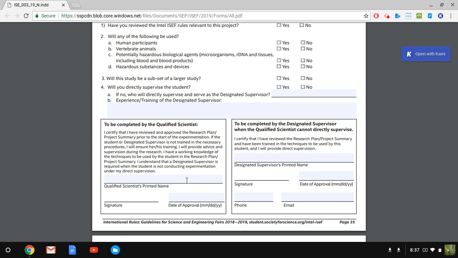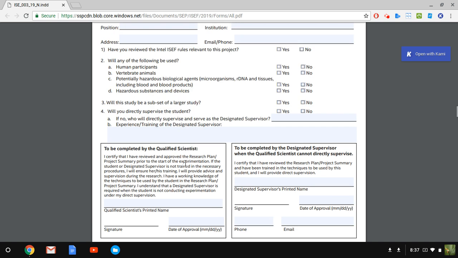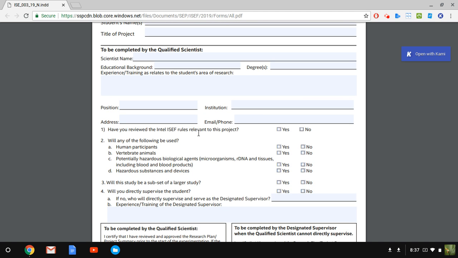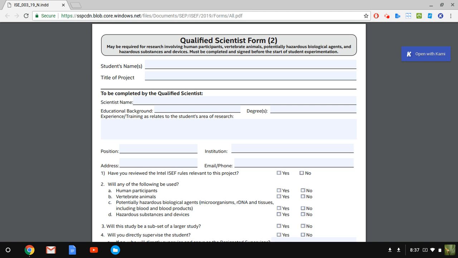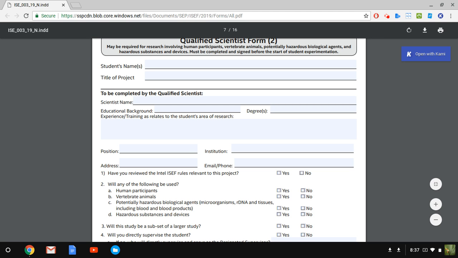If this person is the same as this one, then you don't need to complete this side. This is completed only when the qualified scientist cannot be the one who's directly supervising you. If this person is directly supervising you, then you're fine because their information, their phone number and email, has already been included up here at the top part of the form. So if you're working with a research institute, the Form 2 is the one that you need before you start your project. The Form 1C is then completed once your project is finished to sort of figure out which parts of the research you've actually done.